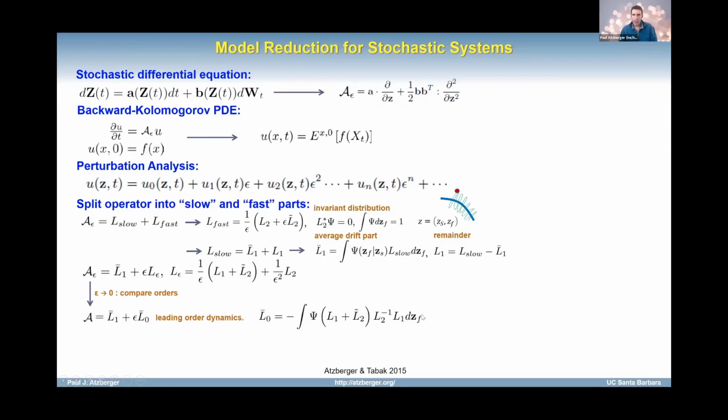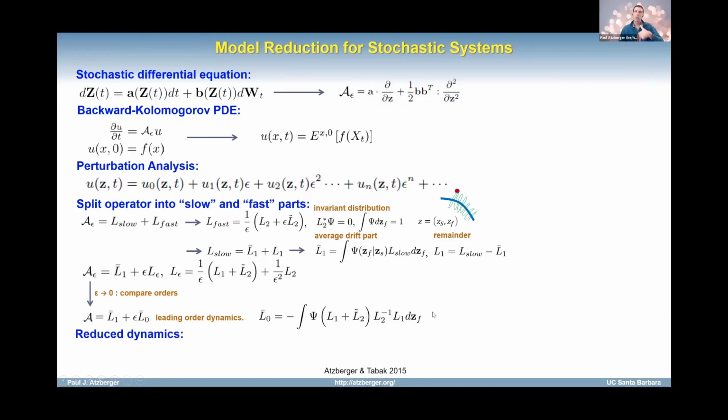And so you basically average that over the fast degrees of freedom, and the operator that you're left with only involves derivatives involving the slow degrees of freedom. And so again, I realize this is probably too quick to really give all of the details, so I'll refer you to the paper for that.